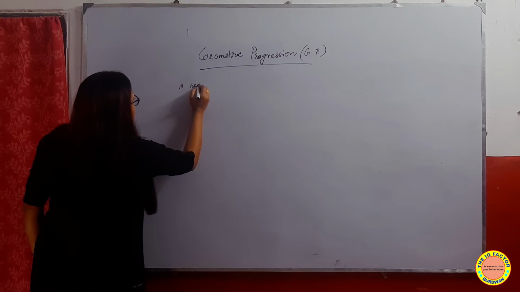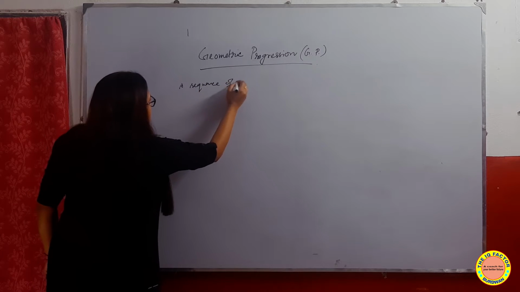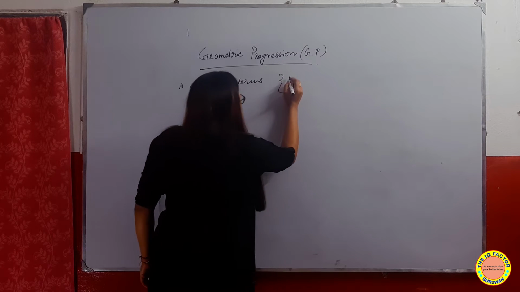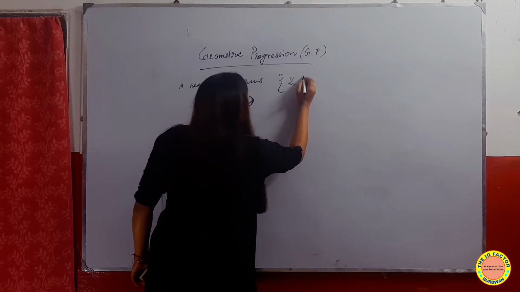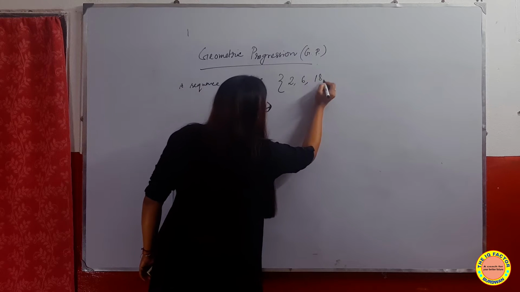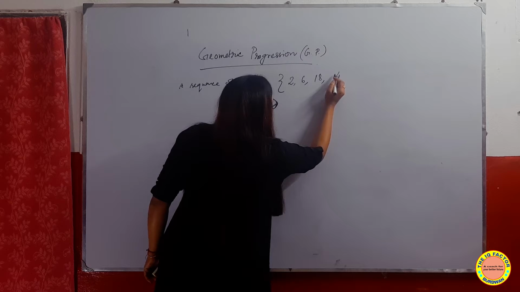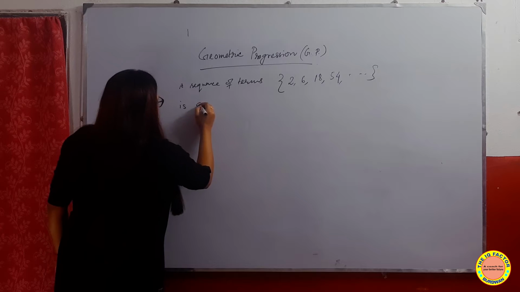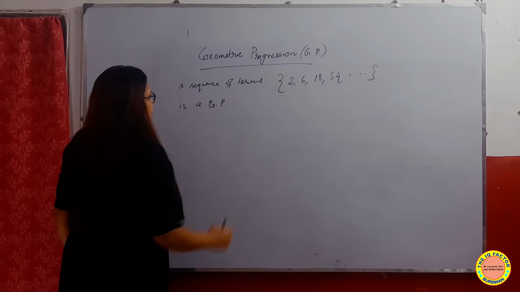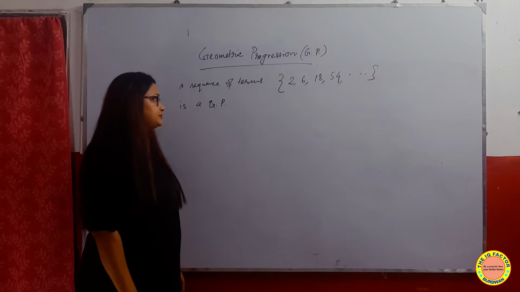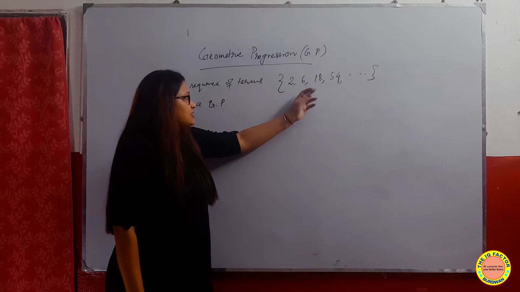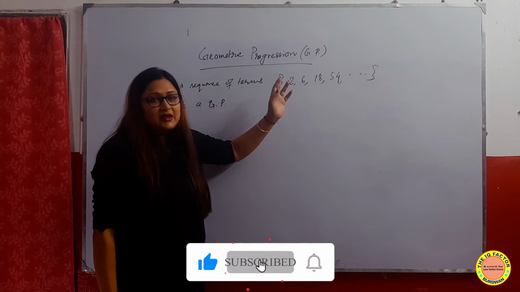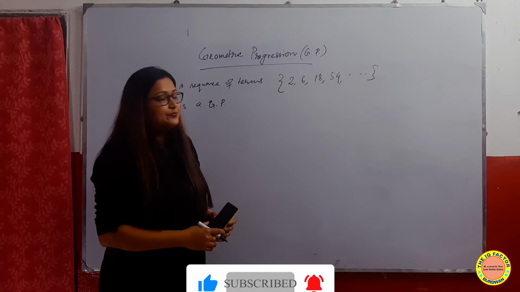A sequence of terms is a GP. How? Each term, after the first term, we can get by multiplying by one constant term.